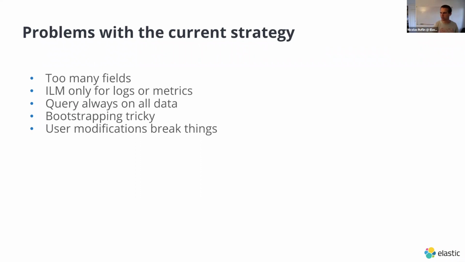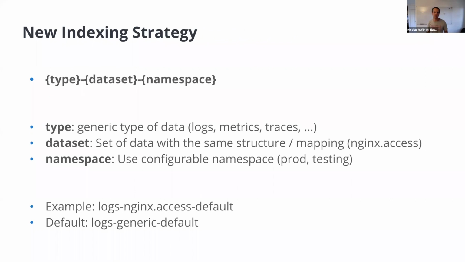So we took all these problems and we're rethinking how we could change indexing. What we came up with, we call the new indexing strategy, is basically that indexes now consist of three parts. First, we have the type. It's a generic type: logs, metrics, and traces probably come up in the future. It's basically the same as today, like logs in filebeat and metrics in metricbeat. That is the prefix. The second part is the data set.